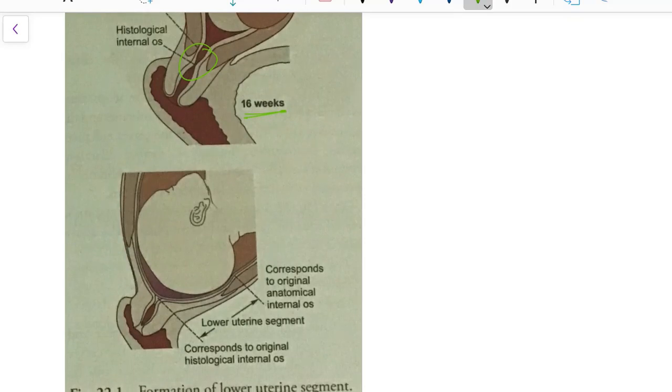Now, this picture shows the lower uterine segment during the third trimester of pregnancy. As you can see, the lower uterine segment has developed from the isthmus of cervix, which corresponds to the part between anatomical internal os and histological internal os.